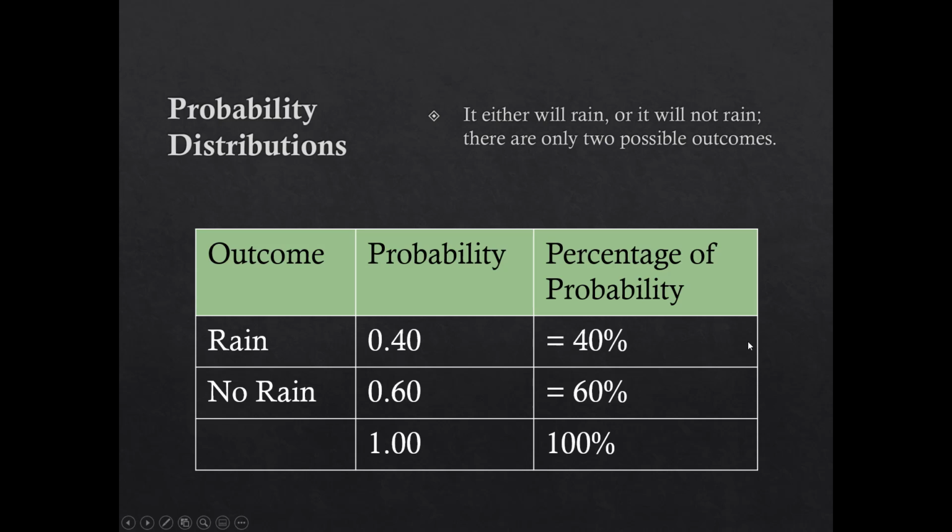So for instance, in this particular case, there's a probability that it's either going to rain or not rain. So it's a binary situation. There's only two possible outcomes. And so you've got a probability of 40% rain, probability of no rain 60%, and a total probability equals 100.